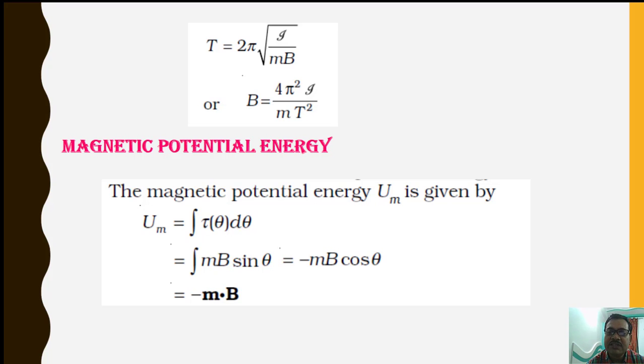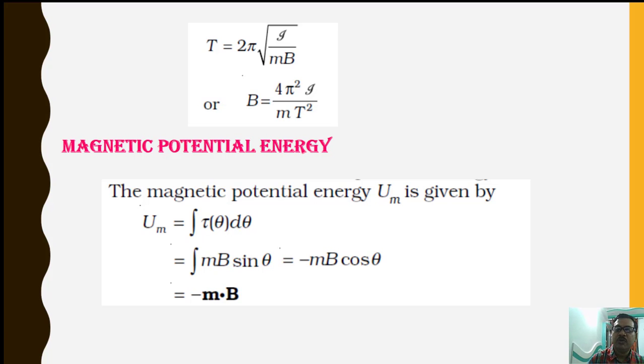Once again, what is I? I is moment of inertia. M is magnetic moment. T is time period. B is magnetic field. So B equal to 4 pi square I upon mT square.